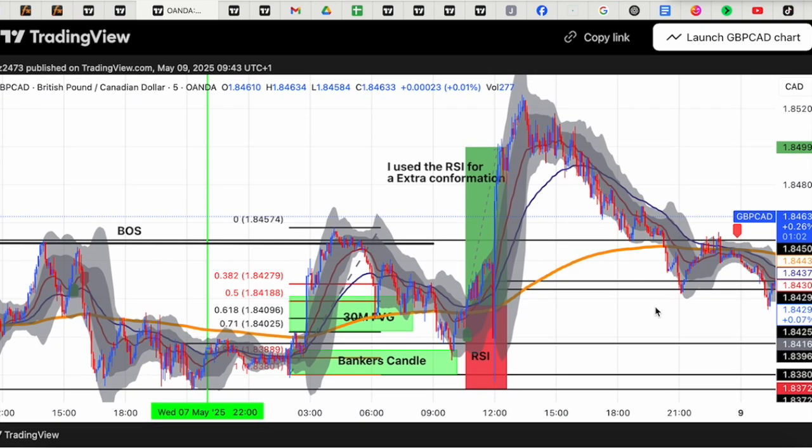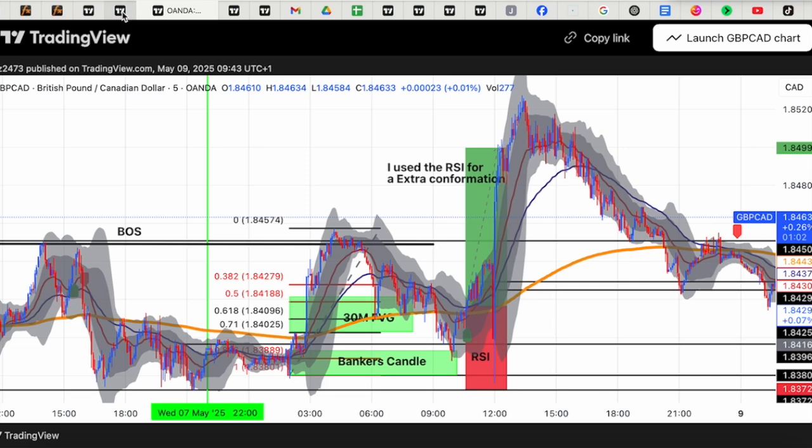I think this is the one. Yeah, so this was one here. I've taken this one off already. If we just look here again, took down the 5-minute. It would have been trending up again. Broke structure, pulled back down, banker's candle, and fair value gap.